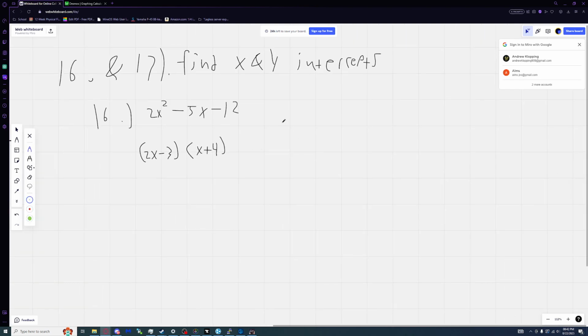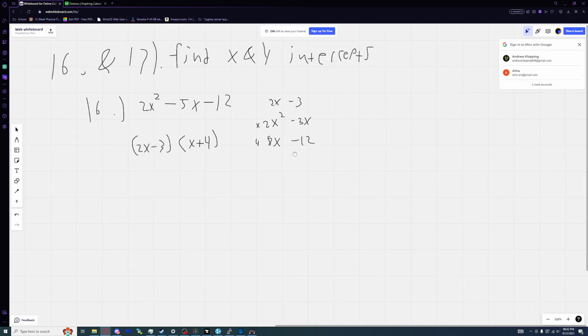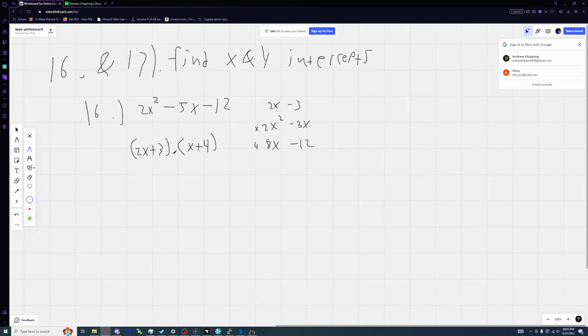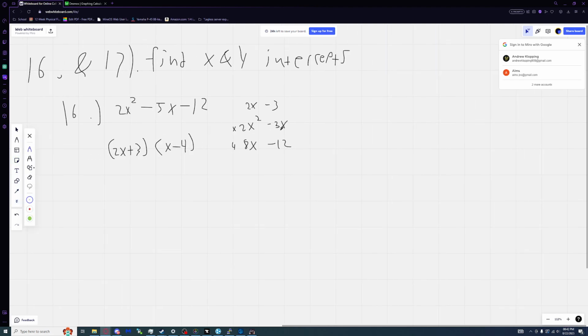So using our box method, we get 2x squared. So there's an x up here. Well, 2x. Let's just write this out. 2x minus 3, an x, and 4. This gives us negative 12 here. Negative 3x here. And right here it gives us 8x. So unfortunately, we're going to have to switch these. This is plus 4, and then this here is going to be minus 4 to get us what we need.